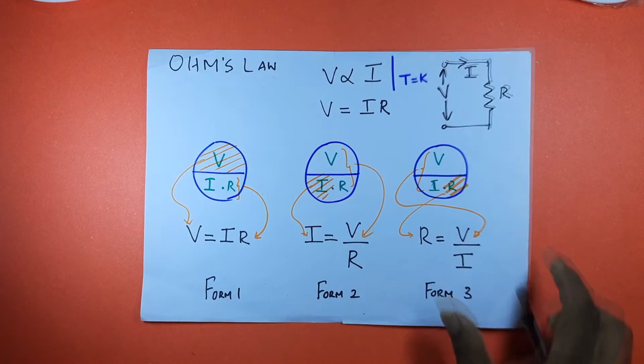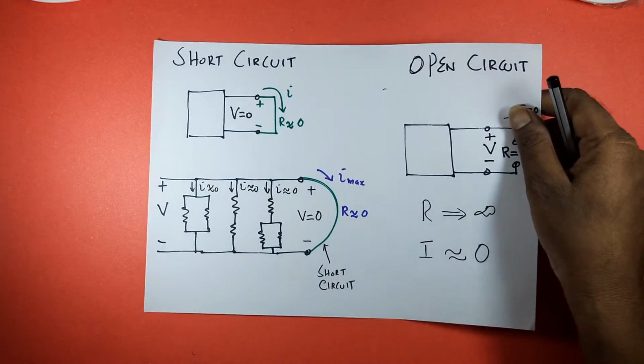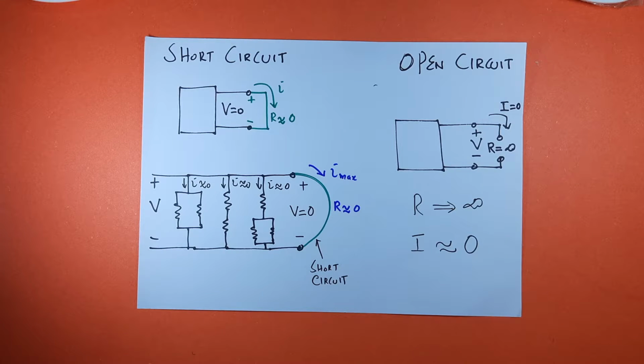Next we shall see what is a short circuit and open circuit. These two are very important concepts in electrical engineering or in electric circuit analysis. What is a short circuit and what is an open circuit? Okay. So short circuit is an element through which the maximum current flows, or the resistance approaches zero.